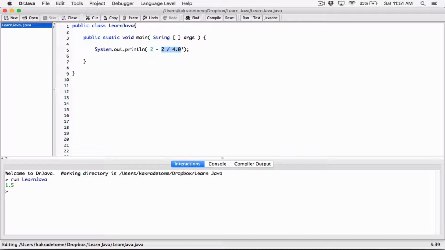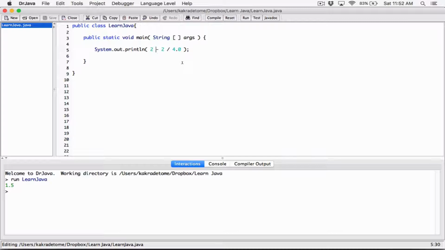So basically some operators have a higher precedence than other operators. Multiplication and division get done first. Those operators, multiplication and division, get done first.